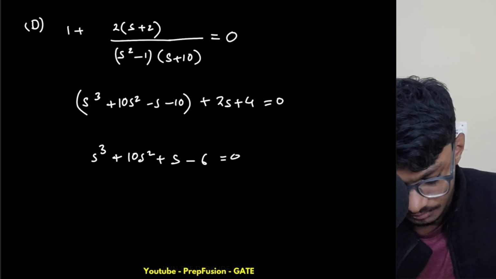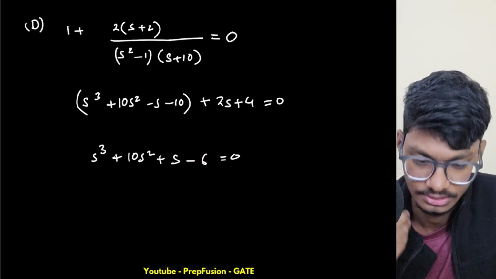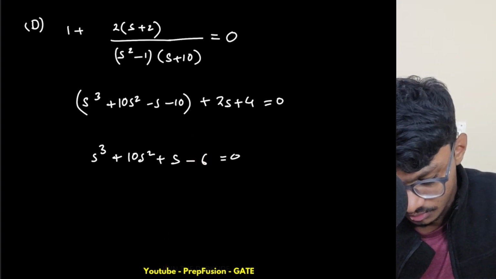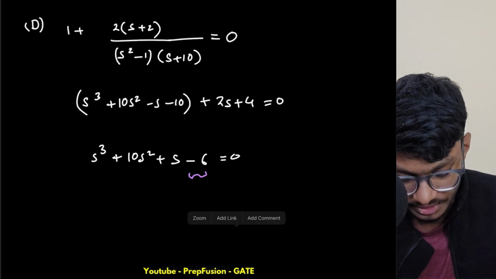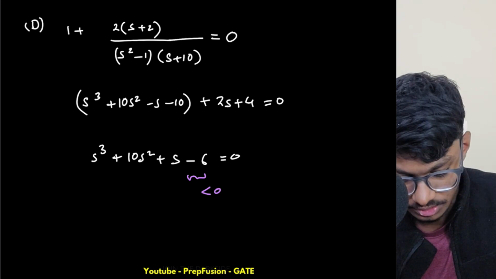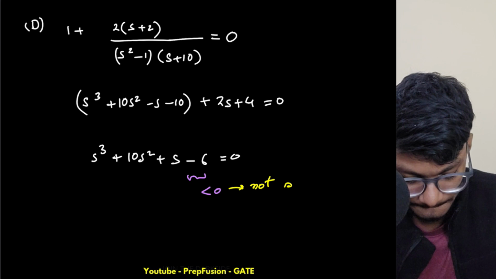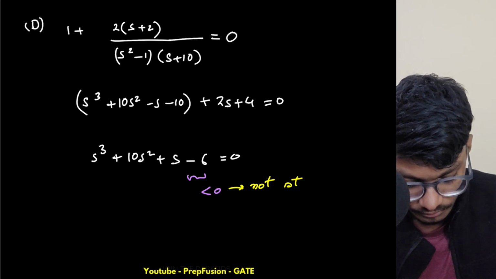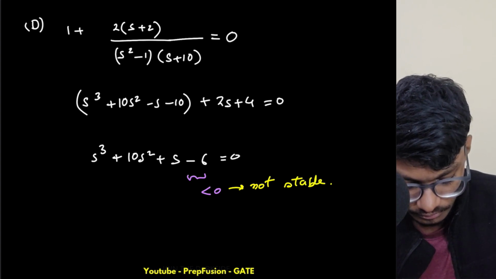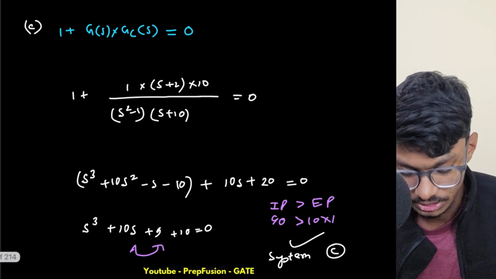So here the constant term itself is negative, so obviously this can't make the system stable. This is less than 0. All the coefficients of s should be positive, but here the coefficient of s to the power 0 is less than 0, hence not stable. So this is not stable. So this is one thing. So this is how you can check.